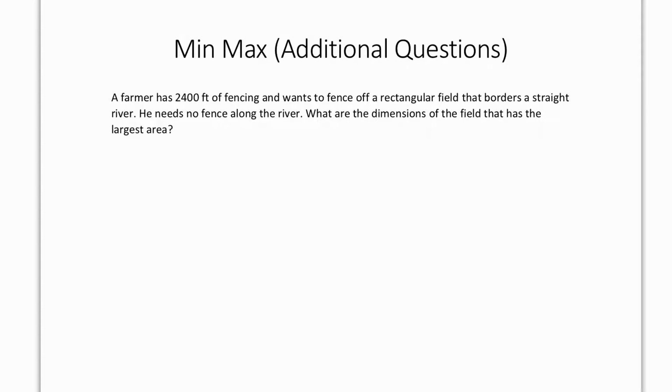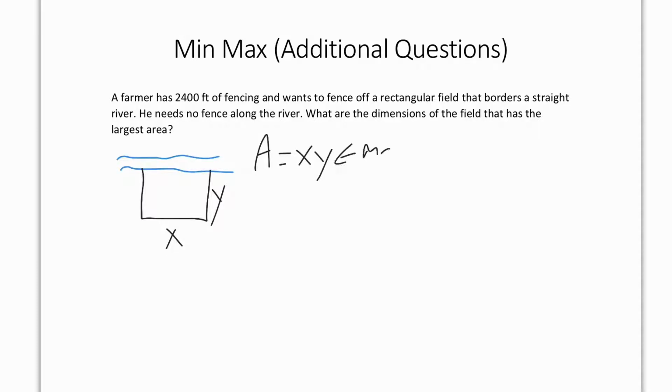Well, that makes sense. We want to have the biggest field possible for the fencing we have. So let's draw our diagram here. We've got a little river. Maybe I'll draw that in blue. So here's our river. And then we're going to do some fencing, make a rectangular fence. So maybe call this x, call this y. And we want our area, which is equal to x times y. We want this to be maximized.